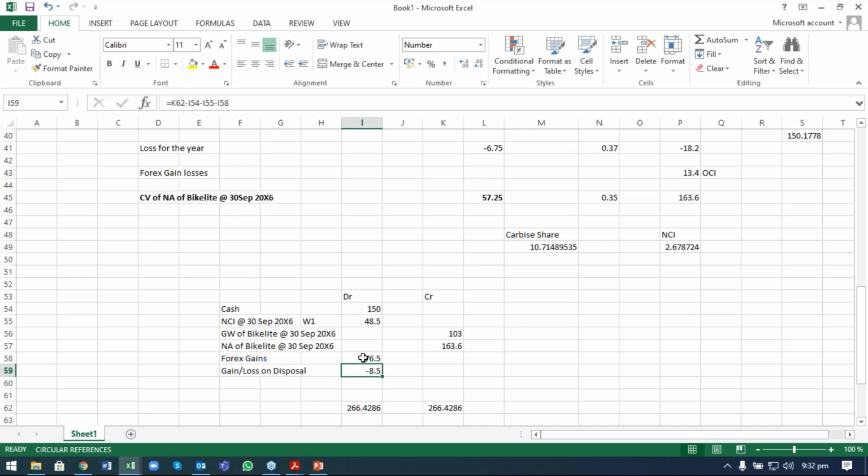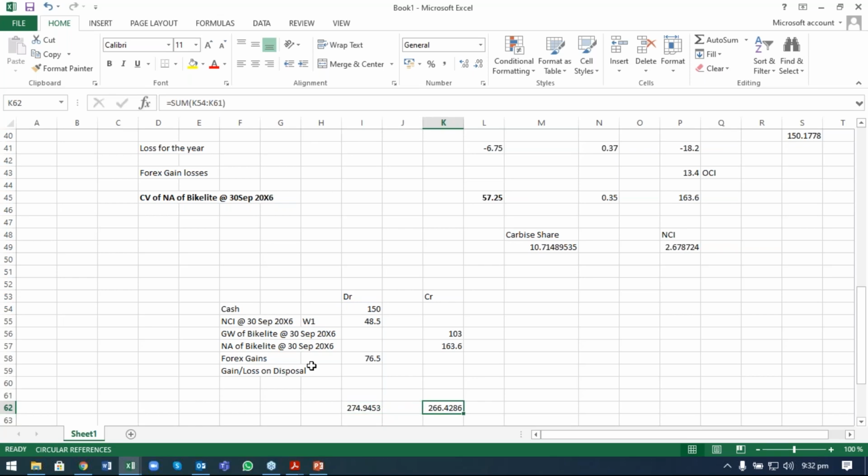So minus 8.5, it should be reported on this one side to make sure both of these two figures get balanced out. So it's gain and loss on disposal. There is 150 million and 48.5 NCI. This is correctly goodwill, that should be 103 million. Net assets of the subsidiary on 31 is 163.6 million, and forex gains was 76.5 million. So what is the problem then?